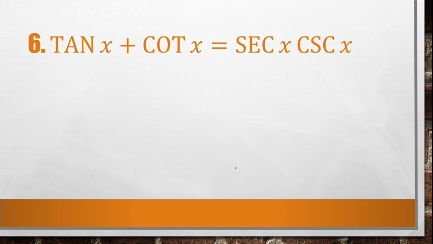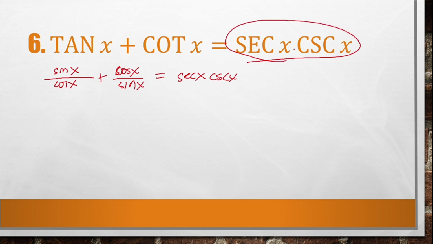So number 6, tan x plus cot x is equal to sec x cosecant x. So we have here the solution. So we have to express all these terms in sine and cosine: sine x over cos x plus cosine x over sine x is equal to sec x cosecant x. So this is our goal. So we have to combine.